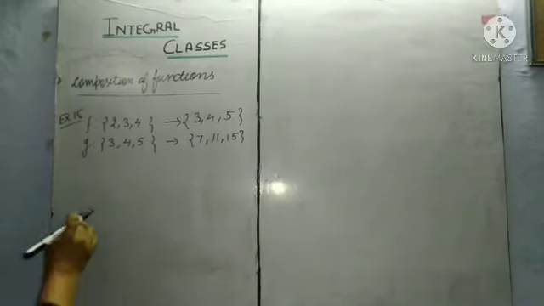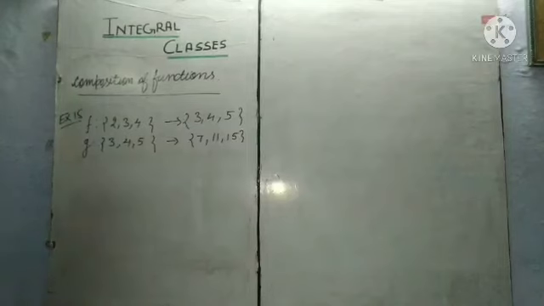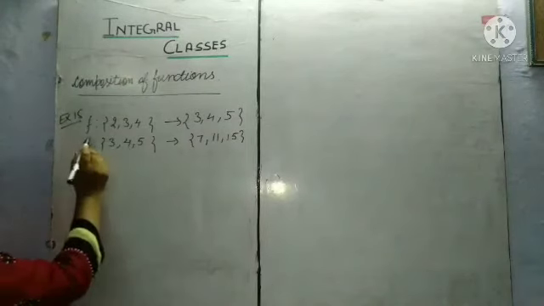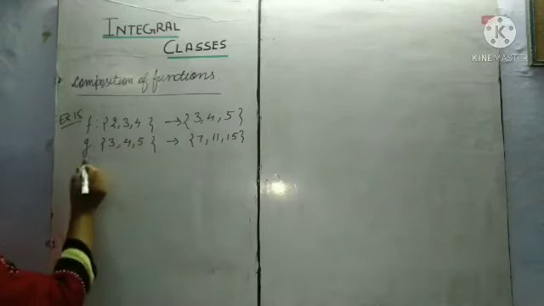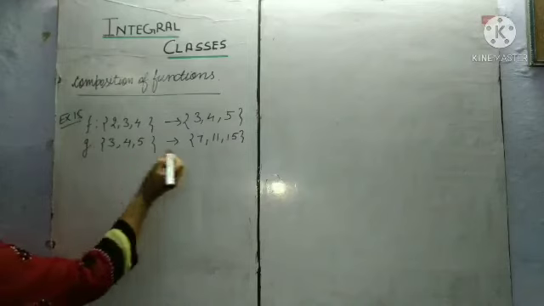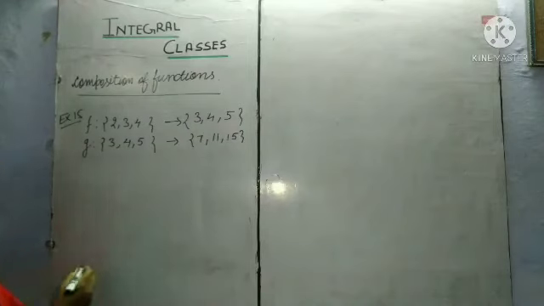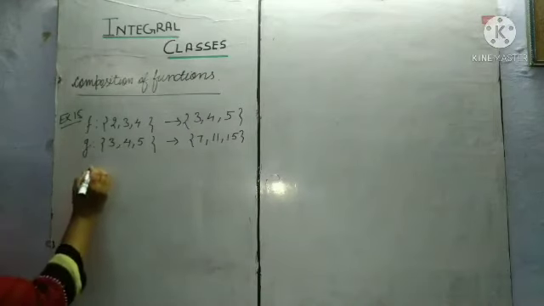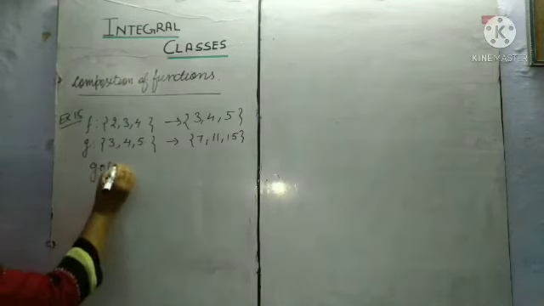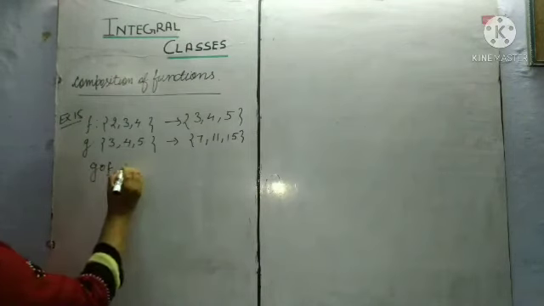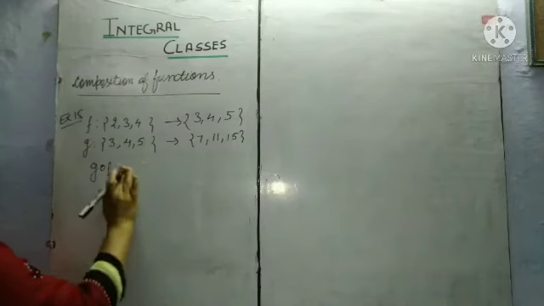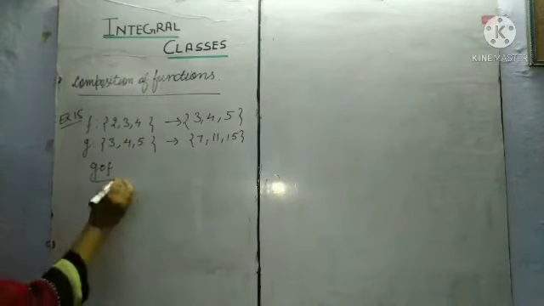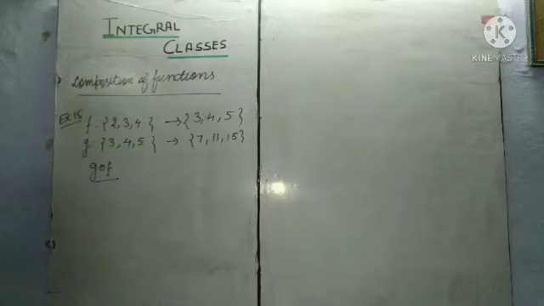Now I will explain by an example how we can find the composite function. We are given f, a function defined from {2, 3, 4} to {3, 4, 5}, and g defined from {3, 4, 5} to {7, 11, 15}. We will find out here g o f. So how can we find g o f?